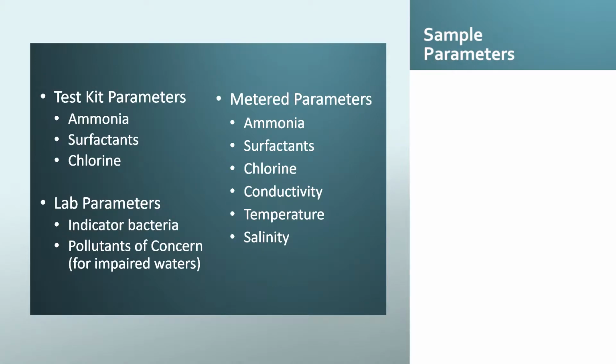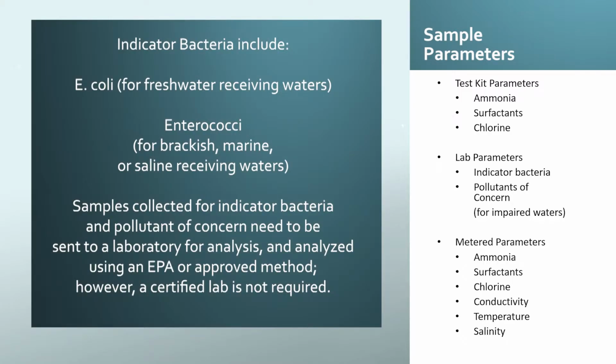So here there are various ways that you can get the answers you need from your samples. There are test kits available for ammonia, surfactants, and chlorine. And then there's meters. You can also use meters for those parameters, as well as conductivity, temperature, and salinity. And then lab parameters, again, are the indicator bacteria and the pollutants of concern for impaired water bodies. Indicator bacteria include E. coli for freshwater receiving waters, Enterococci for brackish, marine, or saline receiving waters.